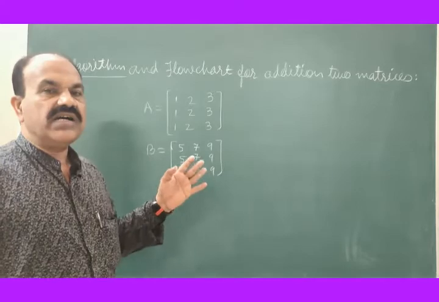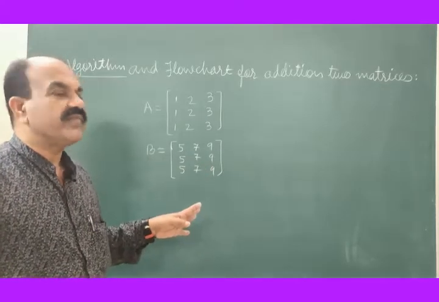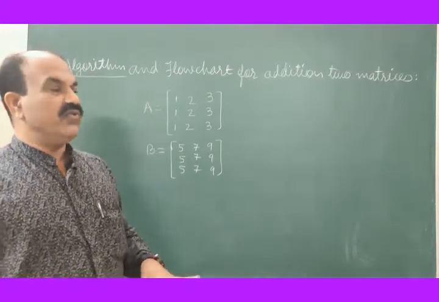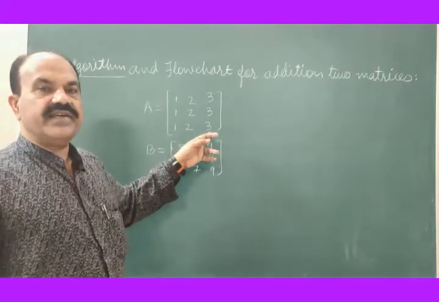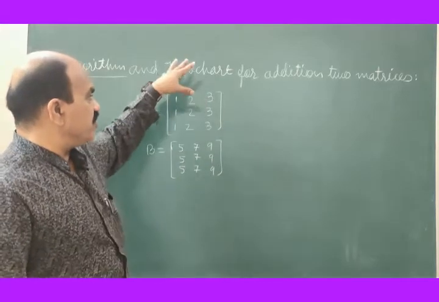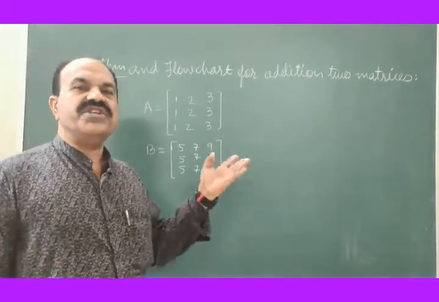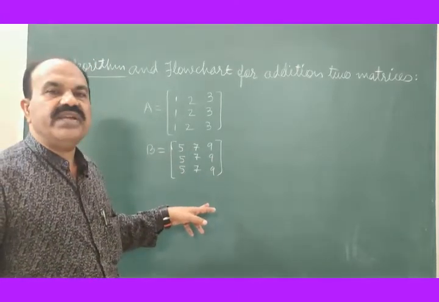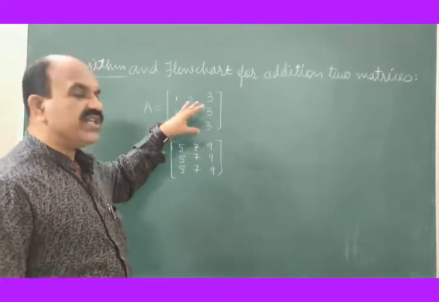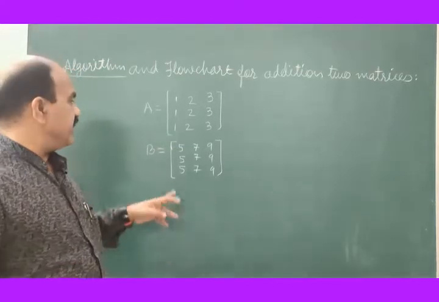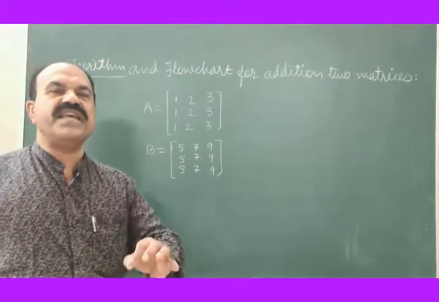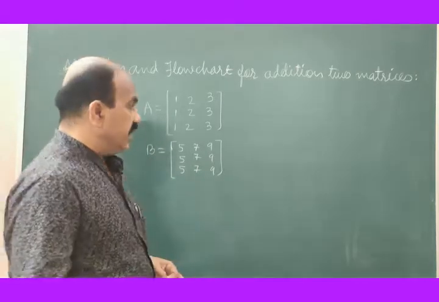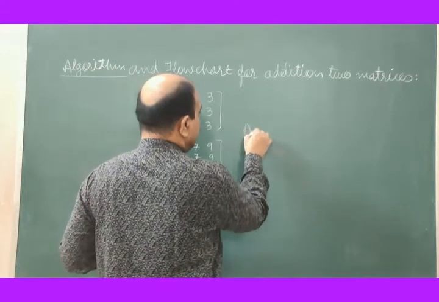What is the condition imposed? A and B should be of the same order. What is the order of A? It has 3 rows, 3 columns, so it is a 3 by 3 matrix. What is the order of B? It has 3 rows and 3 columns. It means that the order of B is the same as the order of A. Now, you are asked to get A plus B.